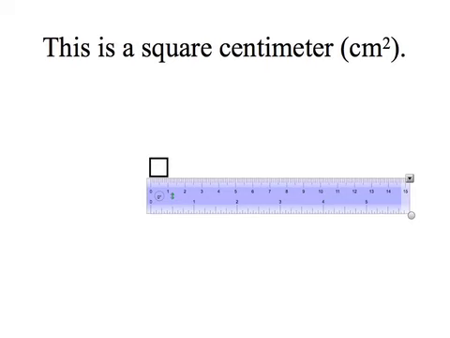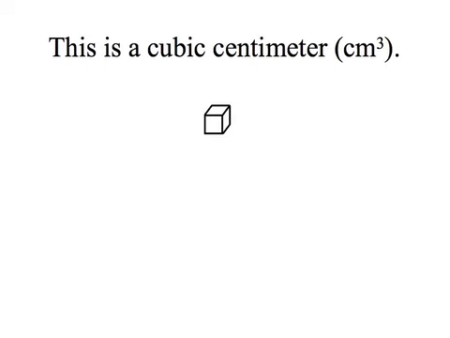This is a square centimeter, labeled as shown. And we've got out our trusty ruler to show that this square is 1 centimeter long on each side. And this is a representation of a cubic centimeter. It's a cube, and each edge of the cube is 1 centimeter long.